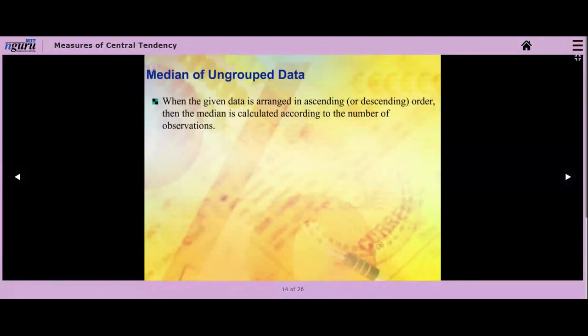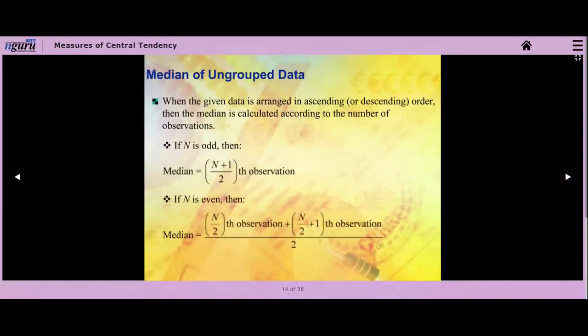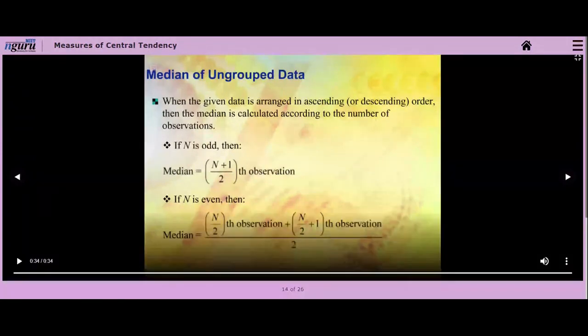When the given data is arranged in ascending or descending order, then the median is calculated according to the number of observations. If n is odd, then the median is equal to the (n plus 1) upon 2th observation. If n is even, then the median is equal to the n upon 2th observation plus the (n upon 2 plus 1)th observation, whole divided by 2. Do you understand this? Yes, ma'am.